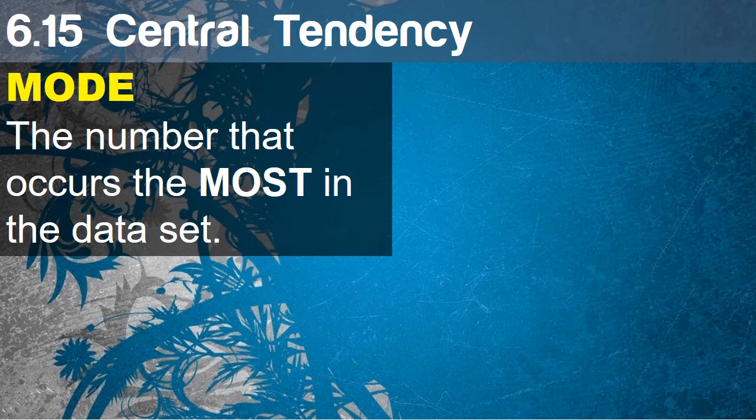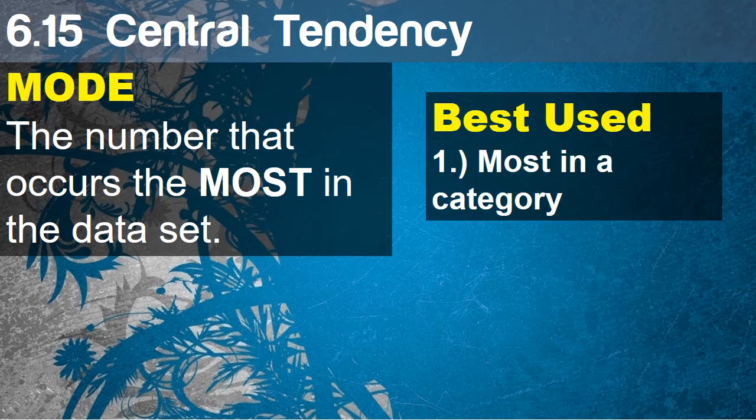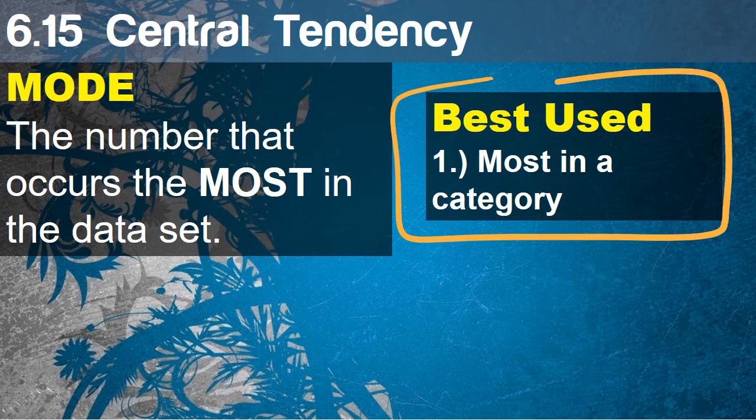The mode is the number that occurs the most in the data set. The best use for the mode is when we're dealing with the most in a category. So you can say in our survey, which category had the most. Who had the most in the favorite movie, favorite sport, and so on and so on.